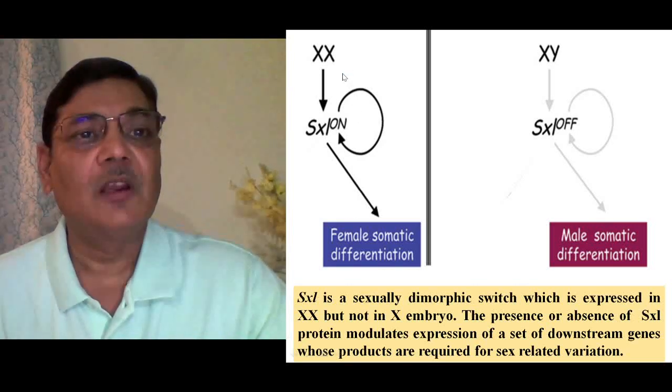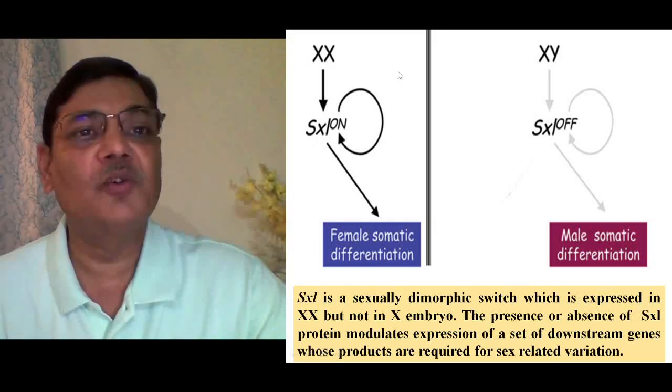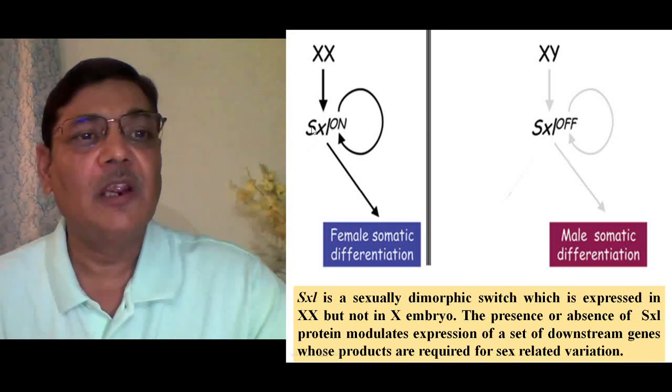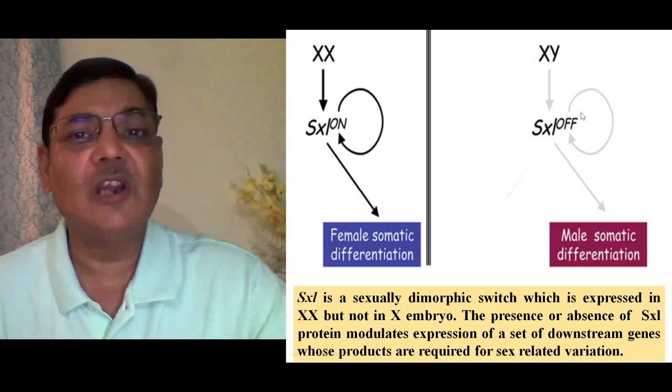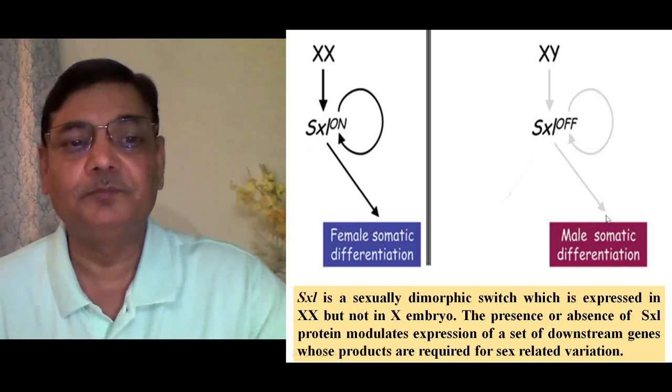If the ratio of X chromosome and autosome comes 1 or above 1, in that situation, this sex lethal gene will be active. Its protein will be available in the embryo. And in such a situation, the individual will develop into female. So female differentiation will occur. And if this gene is off, if its product is not available, then a male individual will be formed.